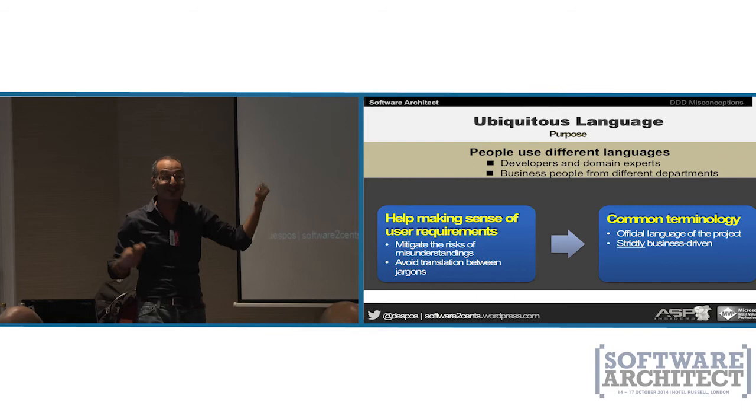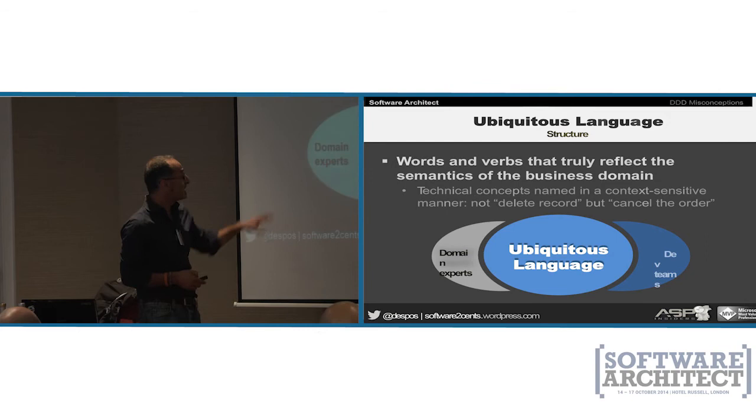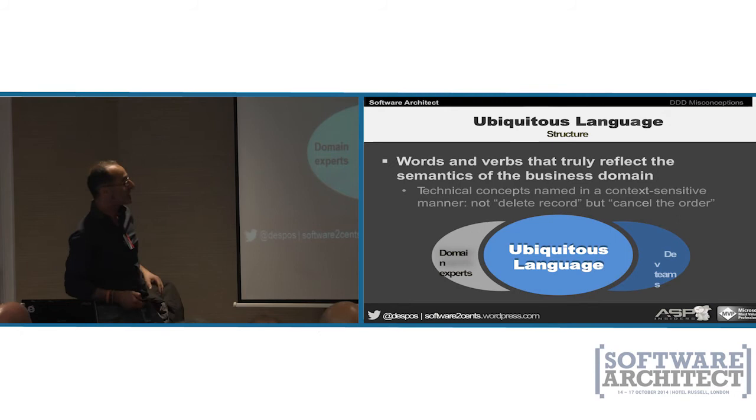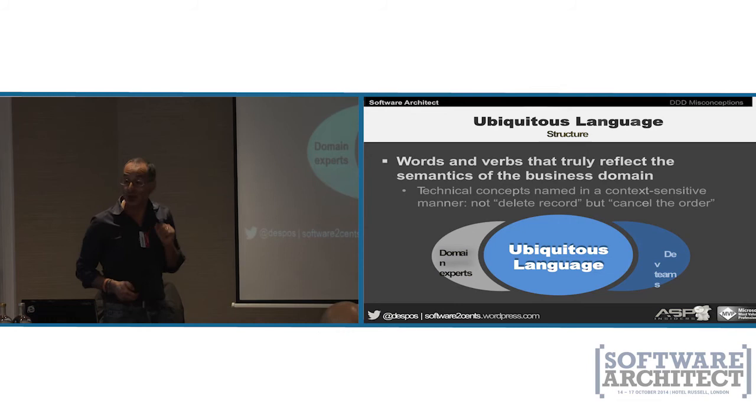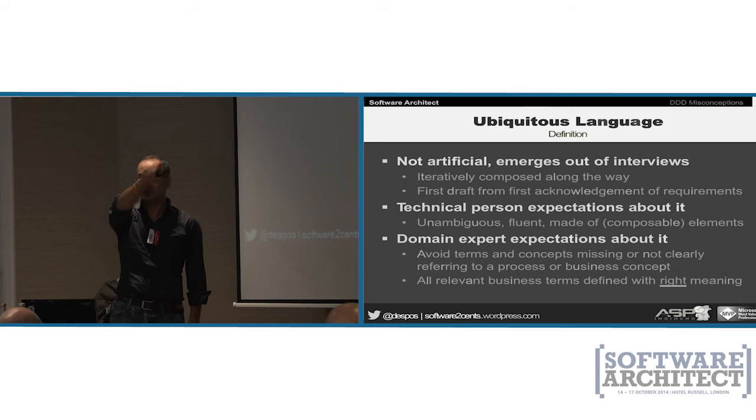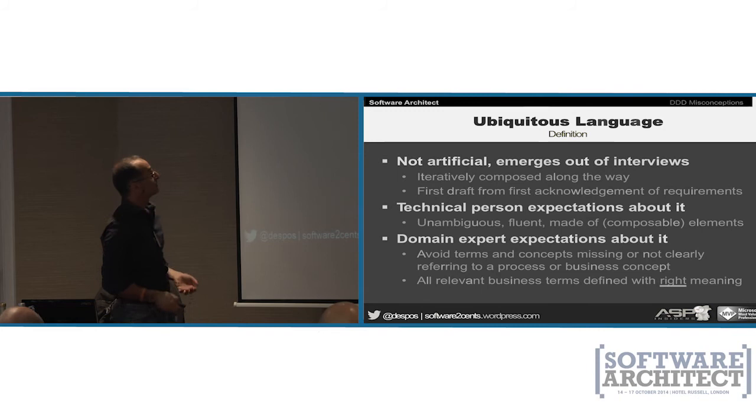It is a mess. So if you consider the language spoken by domain experts and the language spoken by development teams, the ubiquitous language is something that joins them together but accords far higher priority to the terms in the vocabulary of domain experts. It's not an artificial language, so nobody sits down in a lab and says, let me see, we want a word like this, a verb like that. No, it emerges out of requirements. And it must be continuously validated against users.